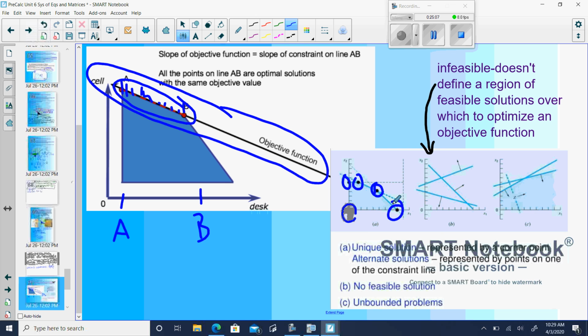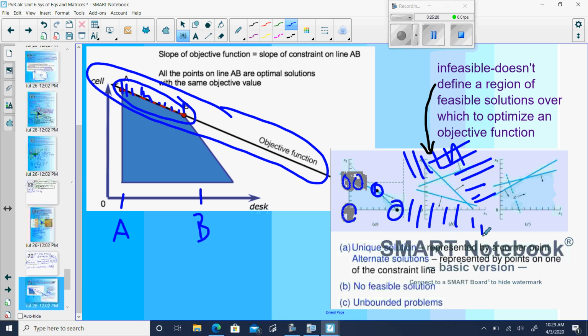All right. Let's see, B has no feasible solution because what we want to do is shade here, here, and here. So we don't have a region that matches up with all of the constraints. And then C, we're not going to have a solution because it's unbounded. So we don't have a bound out here in C.